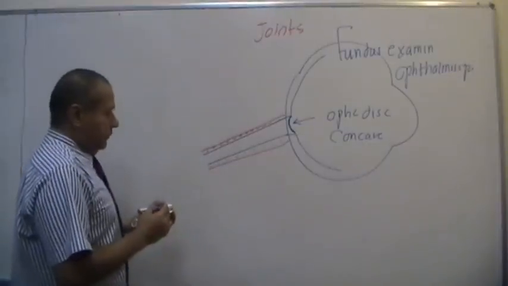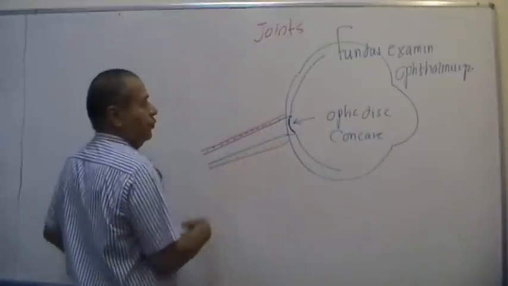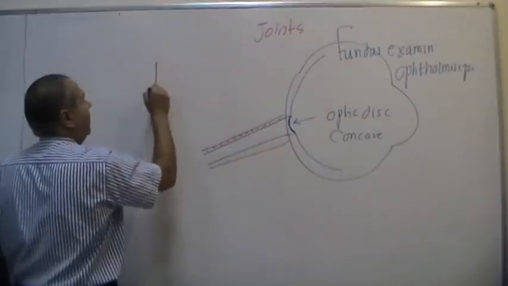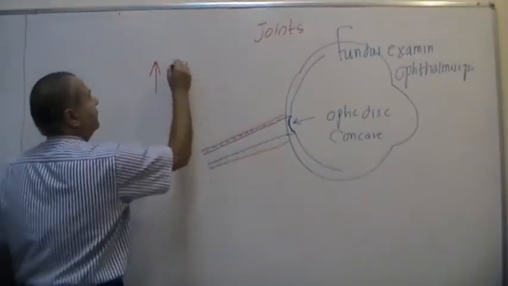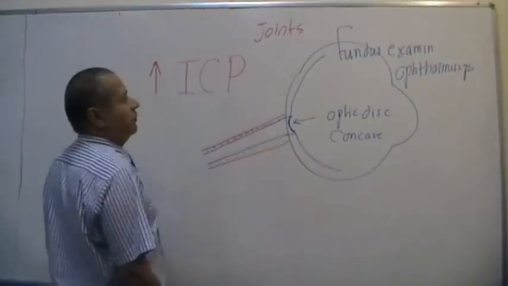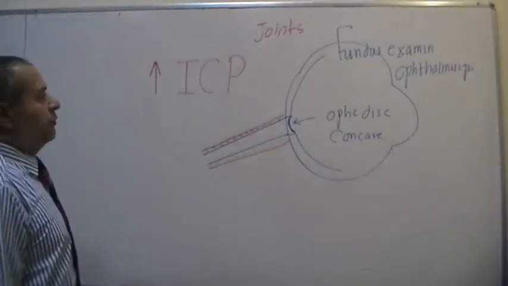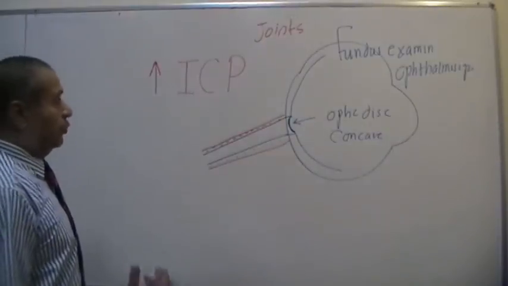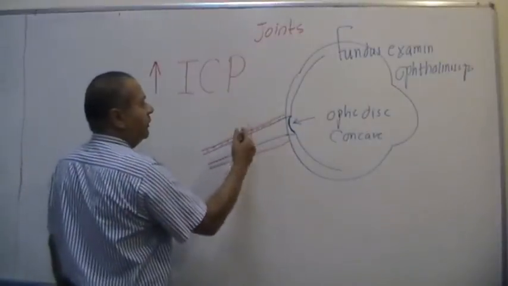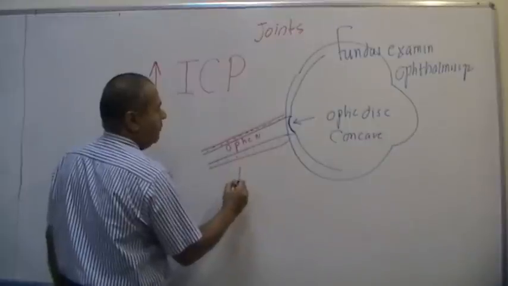The optic nerve is surrounded by meninges and CSF. So, if there is an increased intracranial pressure, for example the patient has a brain tumor, or a tumor in the meninges, or something to increase intracranial pressure, this increased intracranial pressure will be reflected on the optic nerve, so vision will be affected.